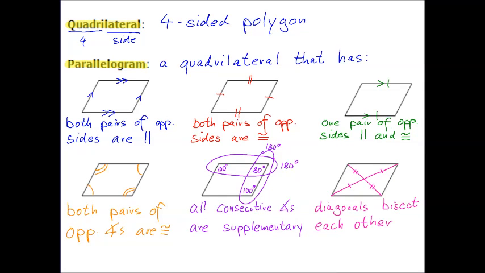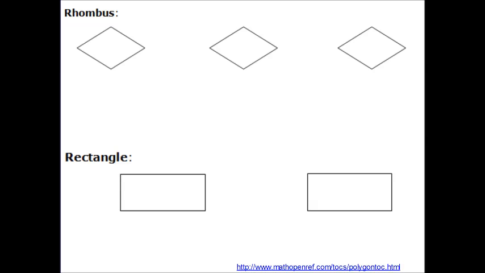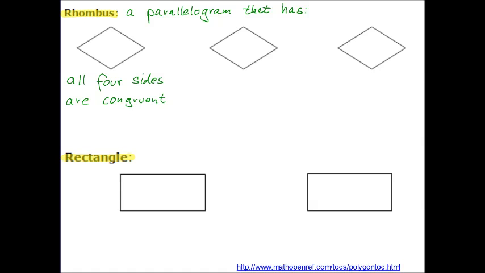And now let's talk about different types of parallelograms. A parallelogram can be either a rhombus or a rectangle. A rhombus is a parallelogram that has three more properties. First of all, four sides are congruent. That means this side is not just congruent to this one, and this not just congruent to this, but all four are congruent. That means I can mark them with the same congruence mark.